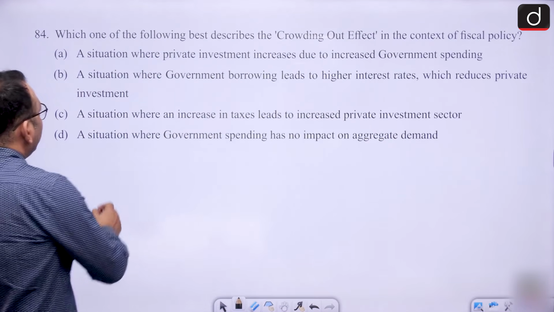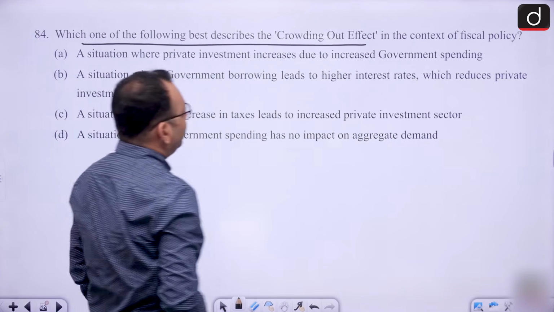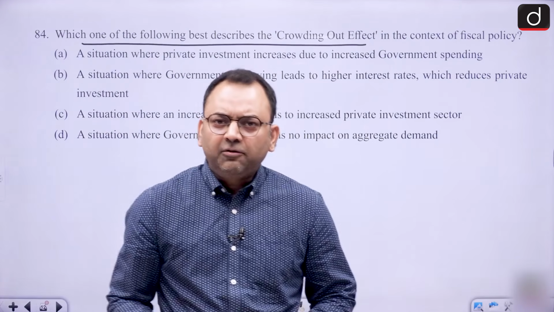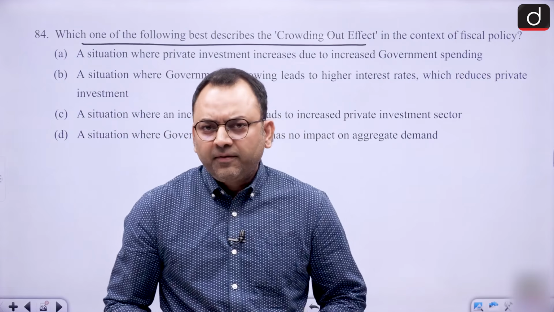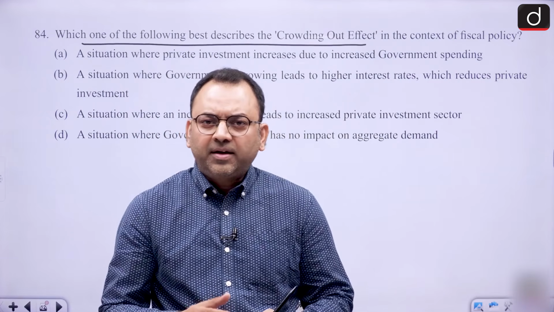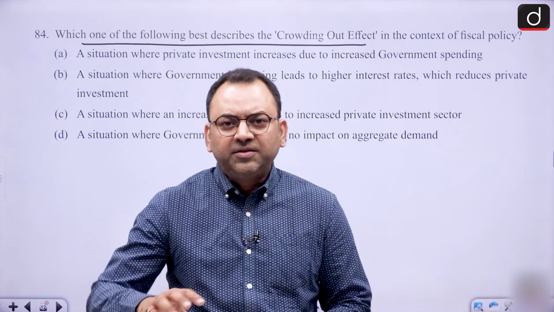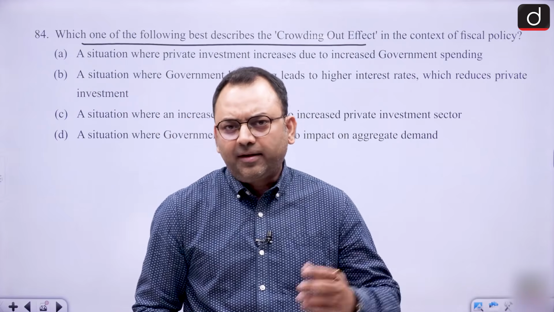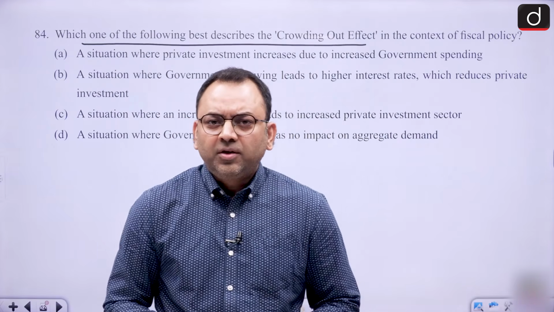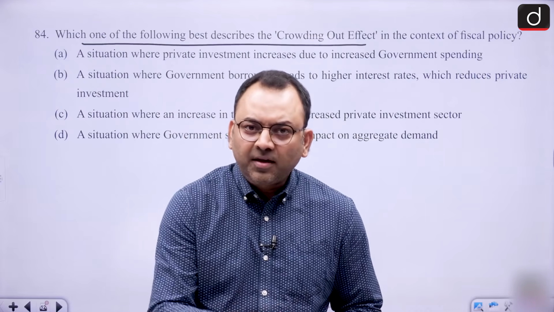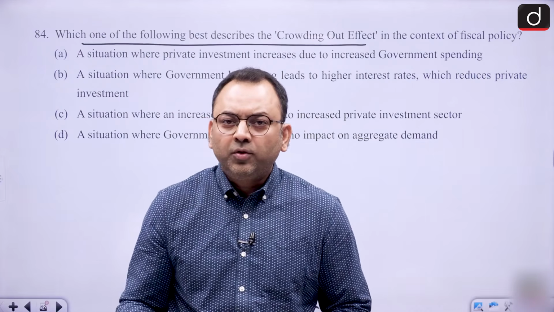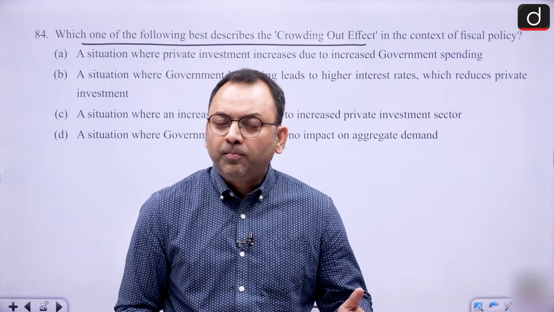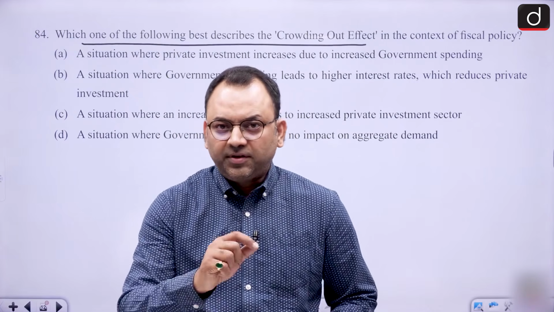The next question is, which one of the following describes the crowding out effect in the context of fiscal policy? Friends, in the budget, the government at times has very high fiscal deficits. They create spending of say 10 lakh crores, but the receipts from taxes are only 6 lakh crores. They have a deficit of 4 lakh crores. So the government goes to the banking system to get money as a loan to fund their expenditure. So the government has gone to the banks to borrow 4 lakh crores, which was their deficit.